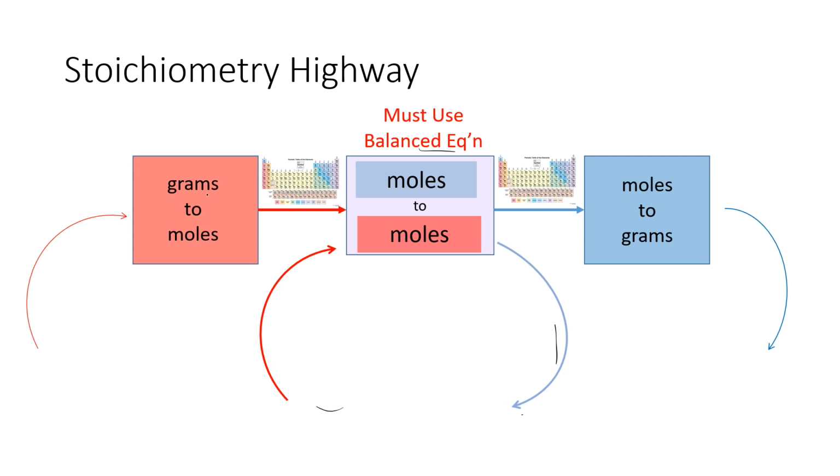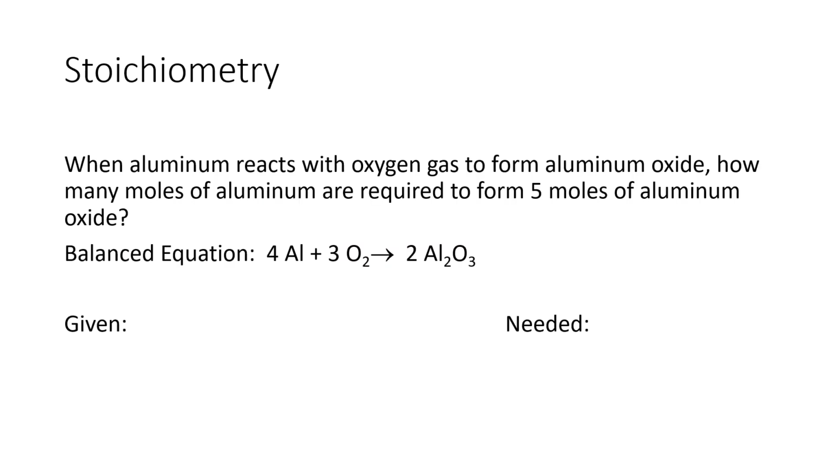If, however, you need grams, you're going to go to the periodic table, convert grams to moles. Then you're going to use the balanced equation to go moles to moles. And then if you need to keep going to grams, you're going to use the periodic table again and convert moles to grams.